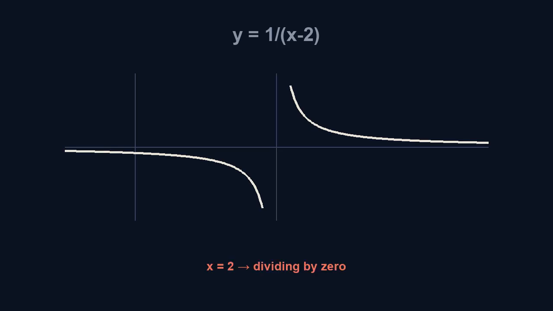And here's why domain gets restricted in the first place. This function has a 2 sitting in the bottom of a fraction. Put in x equals 2, and you're dividing by 0, undefined. So x equals 2 just gets banned from the domain. Some inputs genuinely aren't allowed.